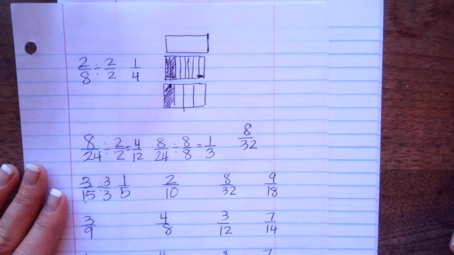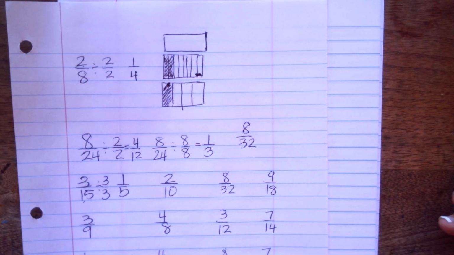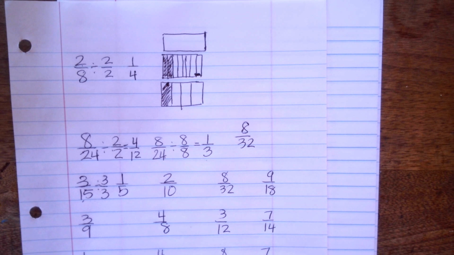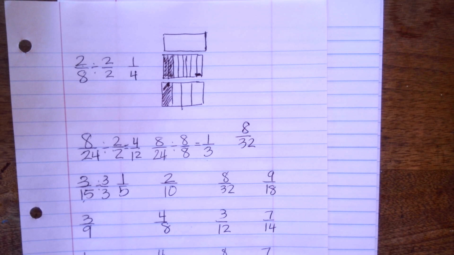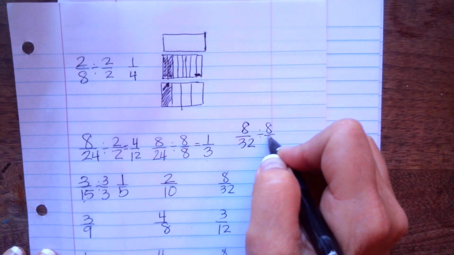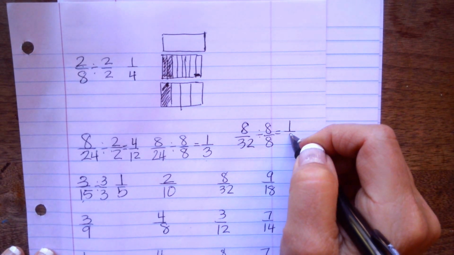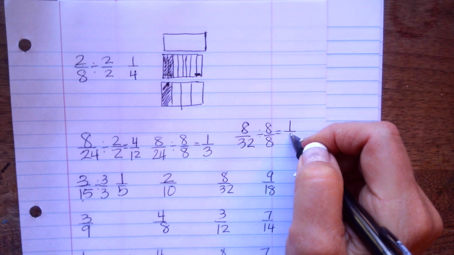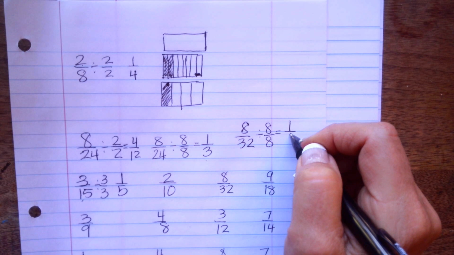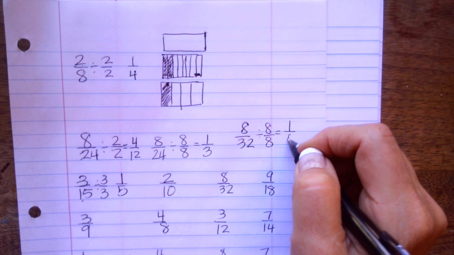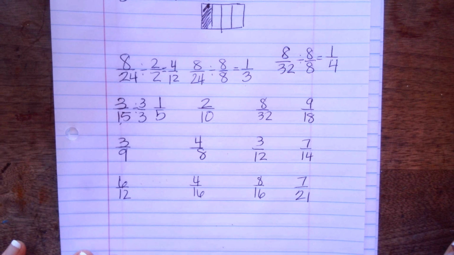8/32. So let's find out, does it divide by 8? That's the easiest thing to check. Does it divide by the numerator? So try dividing 8 and 32 by 8. Does that work? Yes. Okay. Sometimes it doesn't mean that it doesn't divide, it just means you didn't find the right number. So what would your answer be? 8 divided by 8 is? One. And then 32 divided by 8 is? Four.